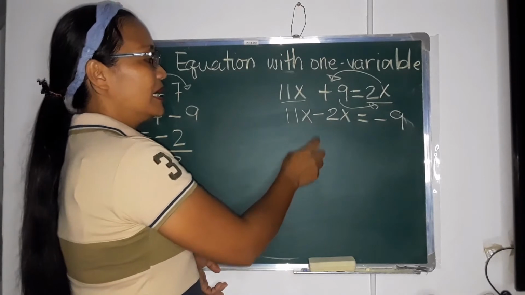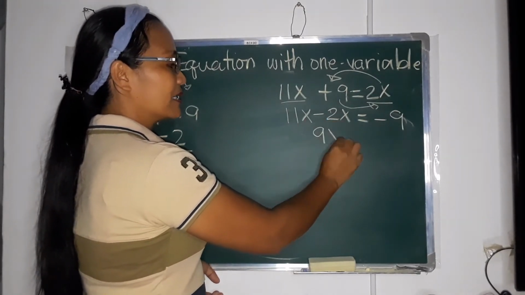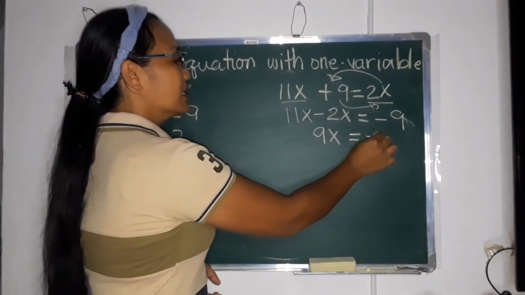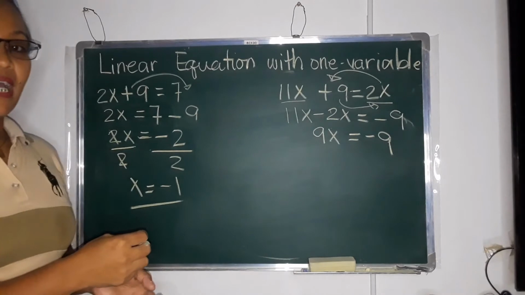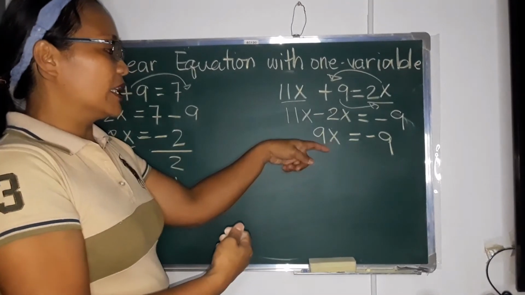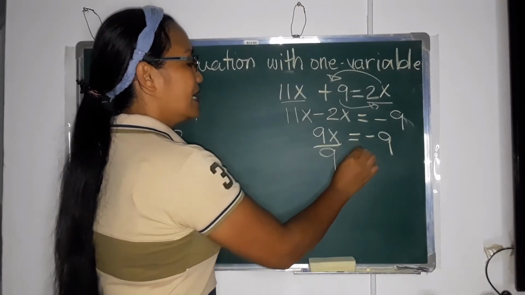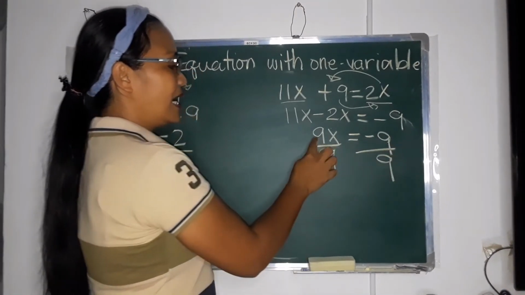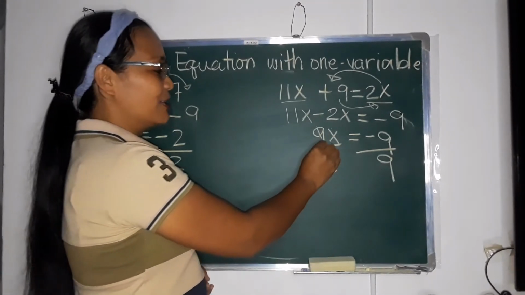And then 11 minus 2, we have 9. And then copy the variable: x is equal to negative 9. Then next, we're going to divide both sides by the number beside the variable, which is 9. So divide both sides, 9 and 9. Then 9 divided by 9 is equal to 1.